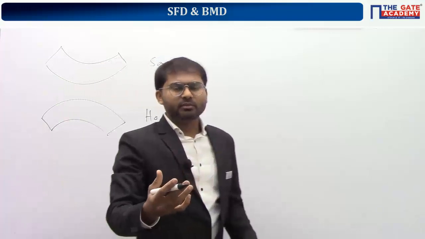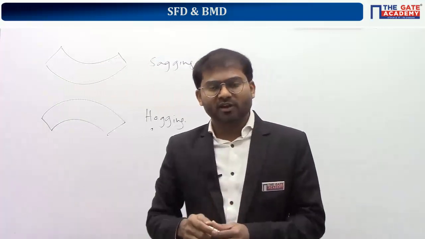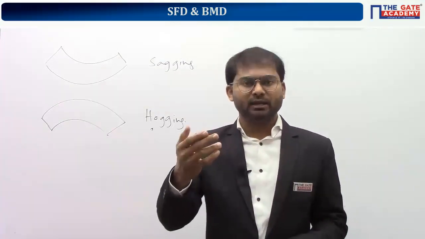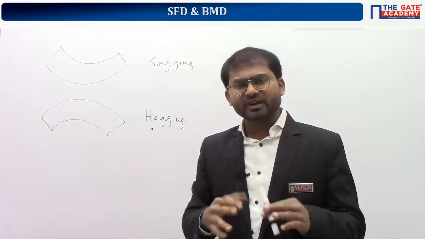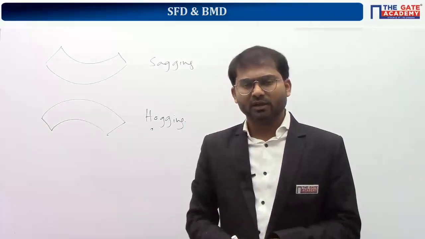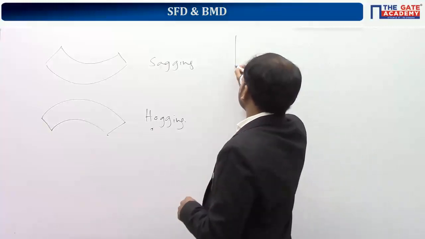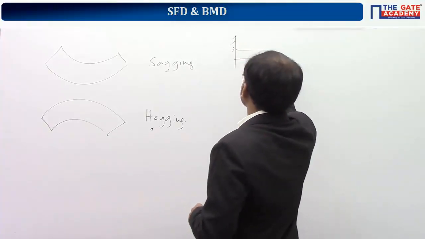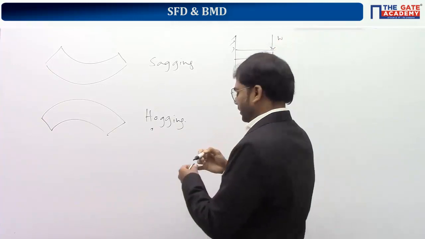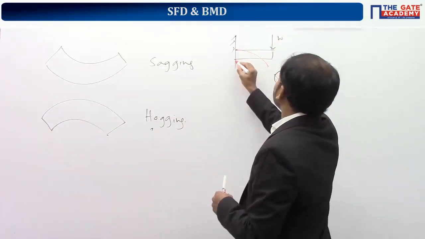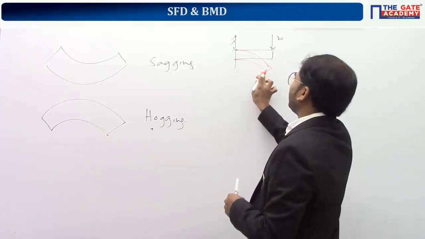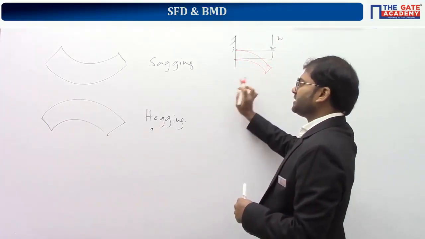Every time, it's not possible for us to just look at the bent beam and decide whether it is sagging or hogging. It's sometimes very easy, but sometimes it becomes very difficult. For example, a cantilever beam experiencing a point load at the free end will obviously bend downward. So everywhere along the length of the beam, it's experiencing hogging only.